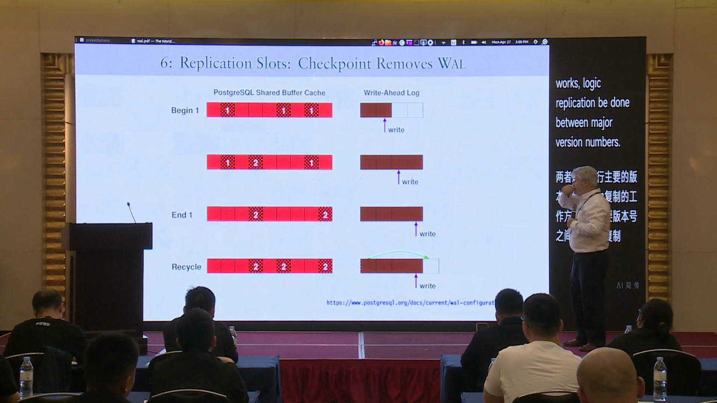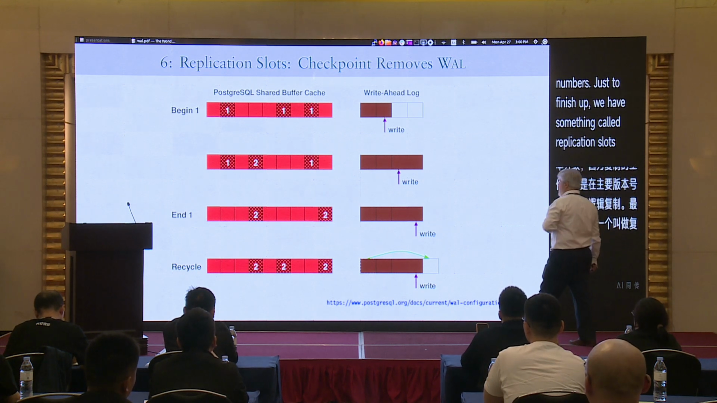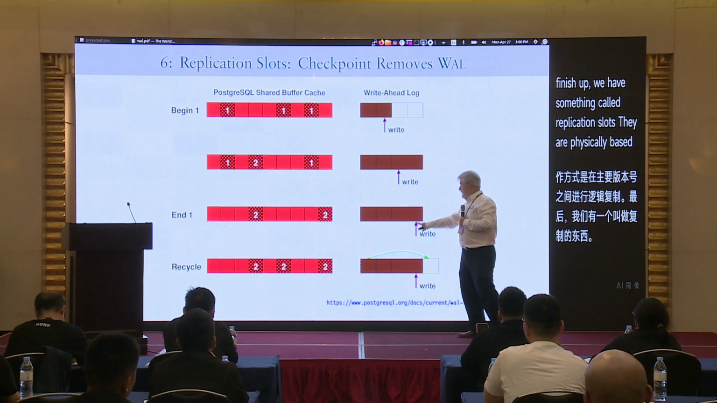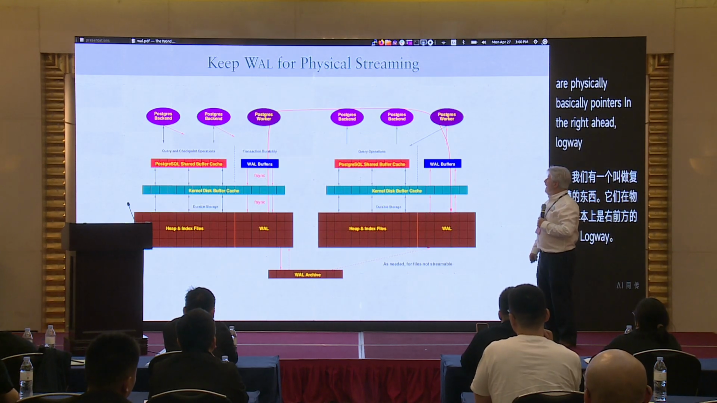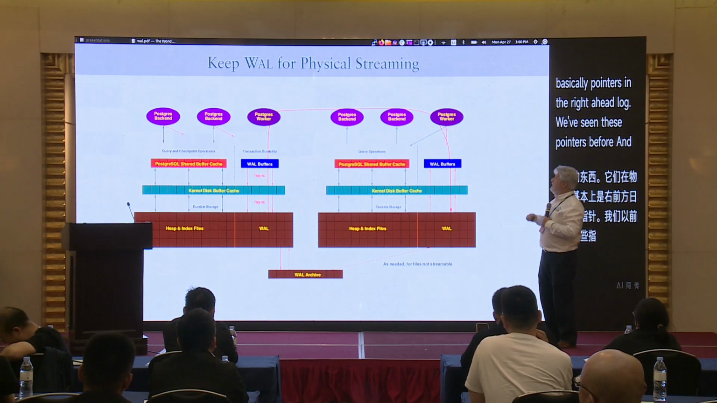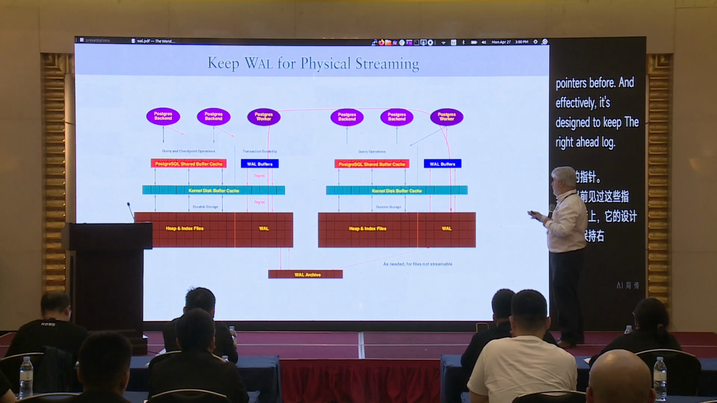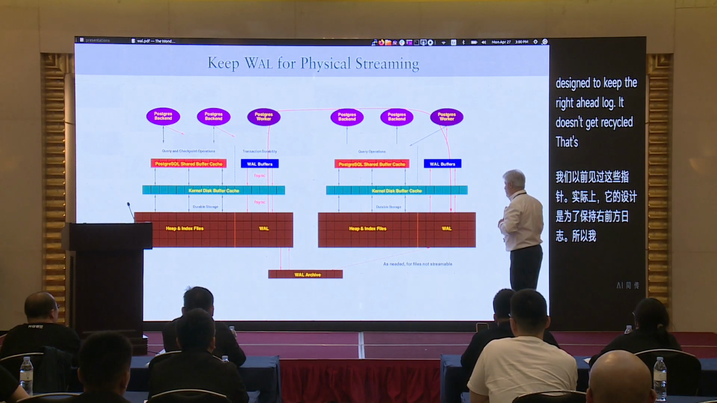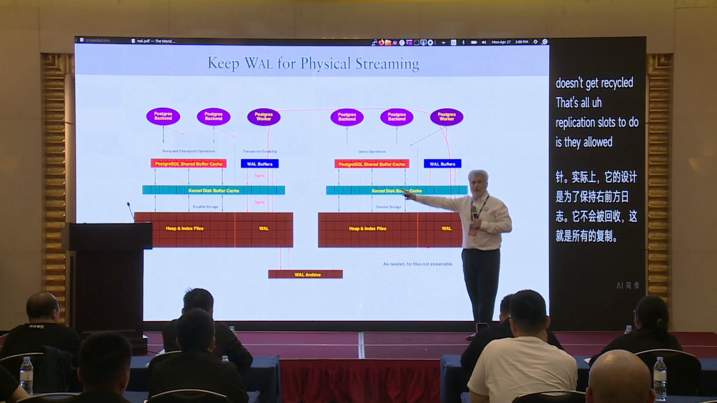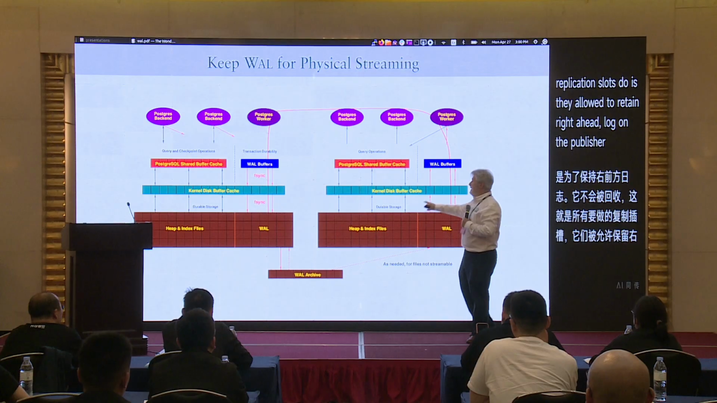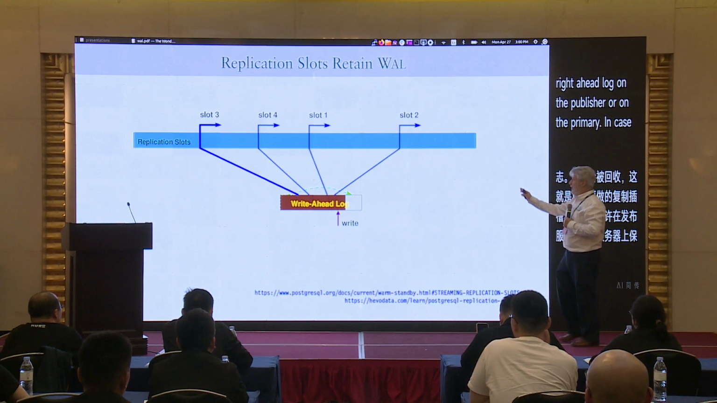Just to finish up, we have something called replication slots. They are basically pointers in the write-ahead log. We've seen these pointers before. Effectively, it's designed to keep the write-ahead log so it doesn't get recycled. That's all replication slots do: they allow you to retain write-ahead log on the publisher, or on the primary, in case the replica needs it. This is kind of the way it works.